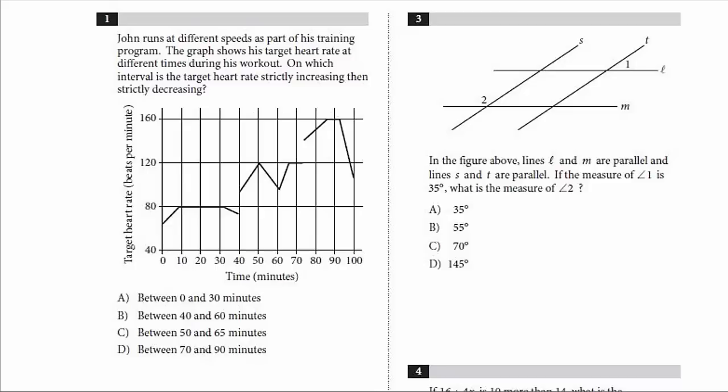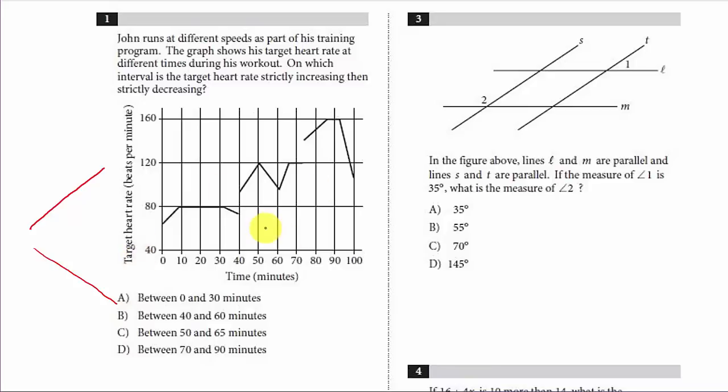It says John runs at different speeds as part of his training program. The graph shows his target heart rate at different times during his workout. On which interval is the target heart rate strictly increasing, then strictly decreasing? All right, increasing is where the graph is rising as you look at it from left to right, and decreasing is where it's falling from left to right.